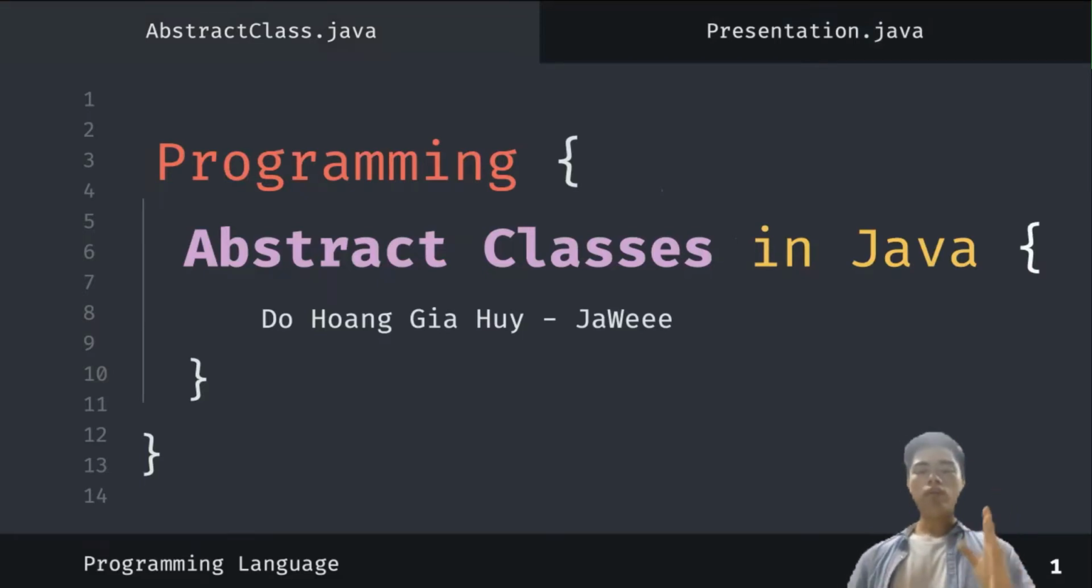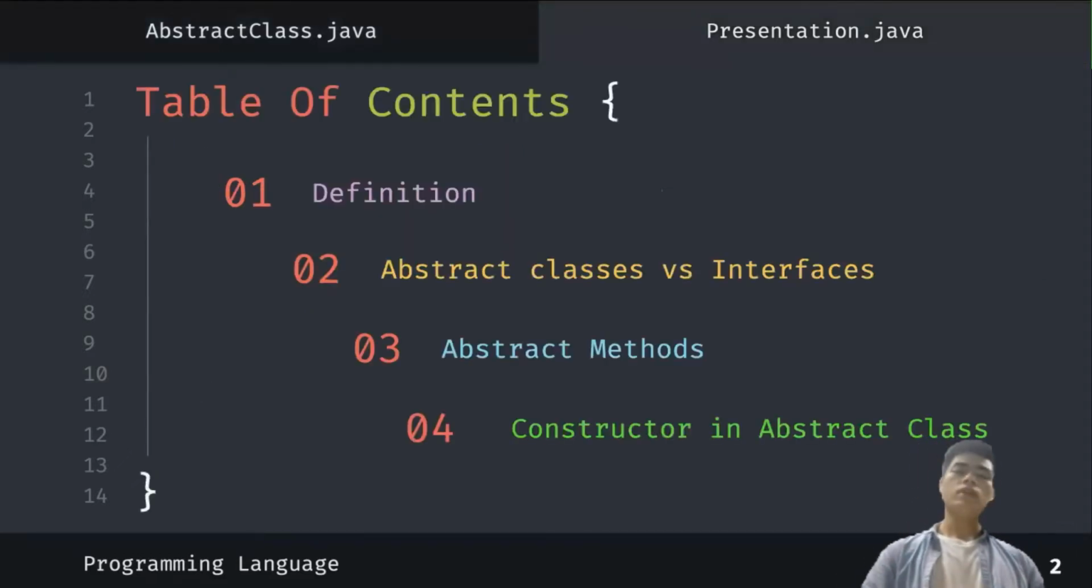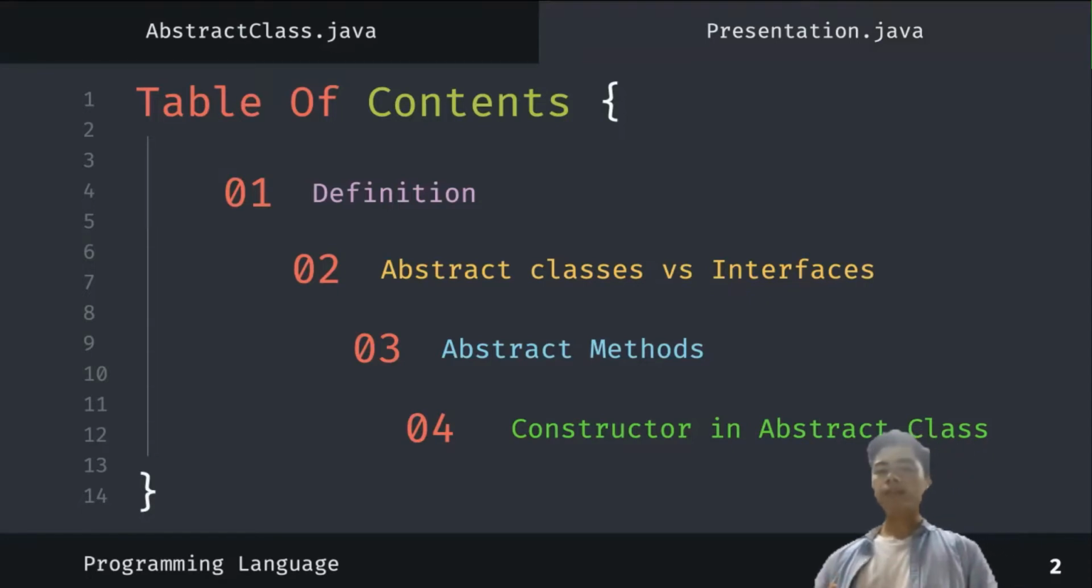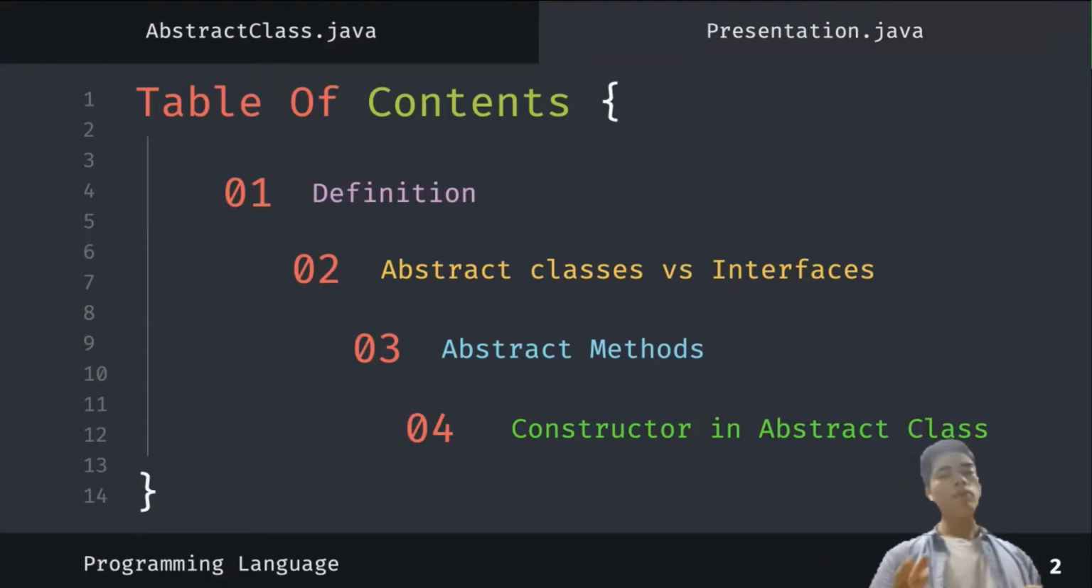Today, I will show you about abstract classes in Java. First, I will introduce you to the definition of abstractions and abstract classes in Java. Then, compare it to the interfaces. I will talk about abstract methods, and last but not least, constructors in abstract classes.